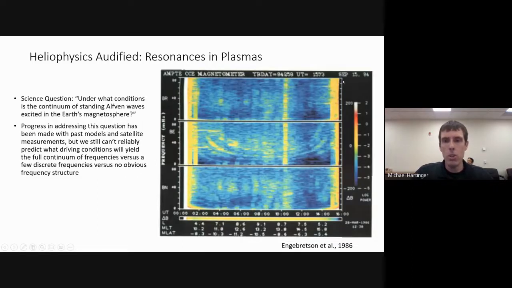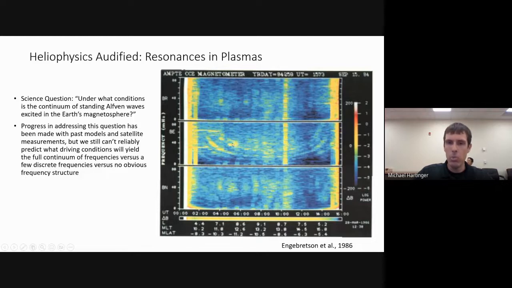And so that's been studied before. There's been a lot of great studies. There's a paper with THEMIS by Sarris. There's also papers using the CCE spacecraft, which had a somewhat lower apogee than THEMIS, by Engebretson et al. and others. And what they were doing in these papers in the 80s was looking, orbit by orbit, at these types of spectrograms. And what you see here is one orbit of CCE magnetometer data.